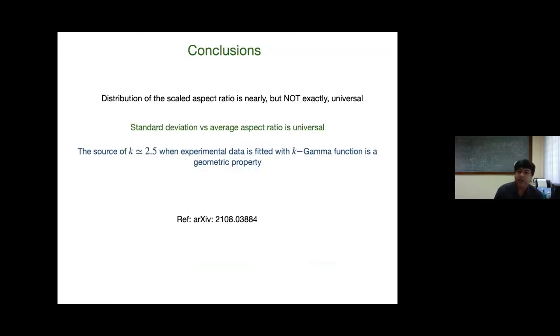So to conclude, the distribution of the scaled aspect ratio is nearly but not exactly universal. The standard deviation versus the average aspect ratio is universal. And the source of this value of k equals 2.5, when experimental data is fitted with a k-gamma function, is a geometric property. That is, the cell shape, the cell perimeter, must be a closed loop object. Thank you.